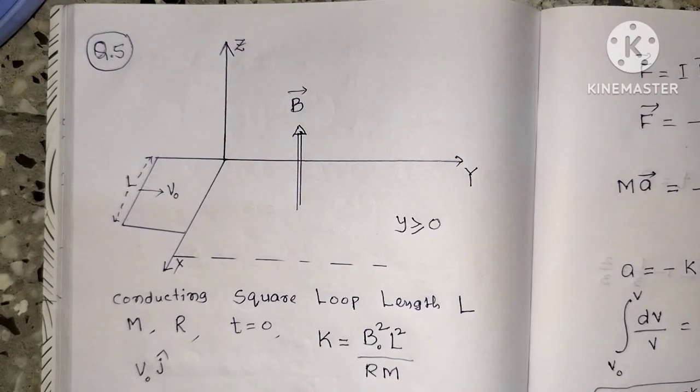This is IIT JEE Advanced 2025 Paper 1 Physics Solution. This is question number 5.